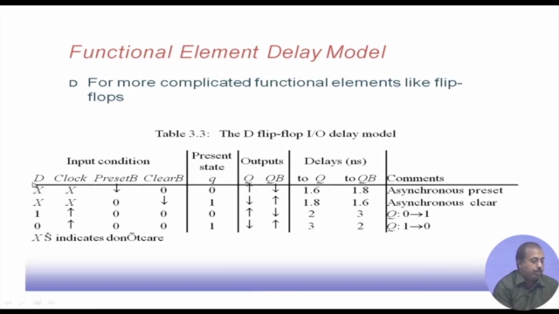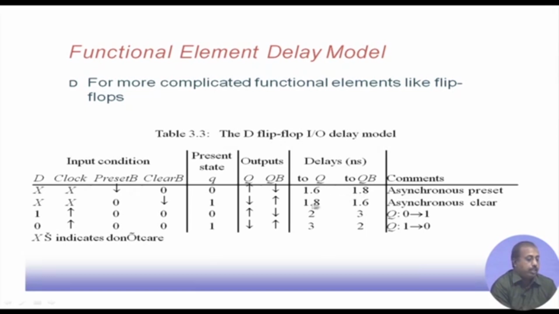For example, if D and clock are both don't care, and the preset bar line is made high to low, then the Q output will become 1. If the present value of Q is 0, the output of Q will go from low to high, and Q bar will go from high to low. The delay to Q is 1.6 nanosecond, and to Q bar it is 1.8 nanosecond.